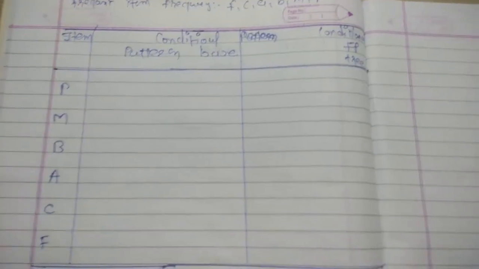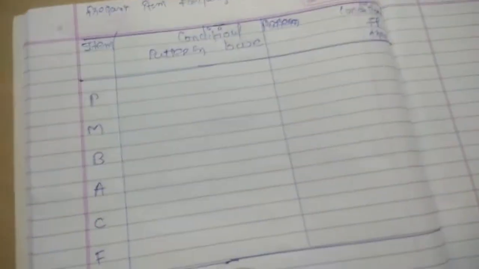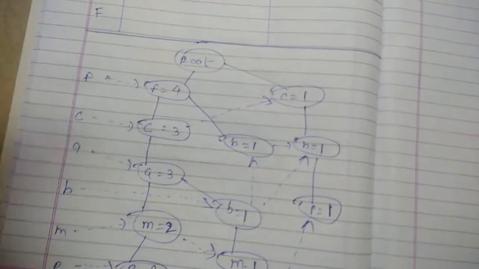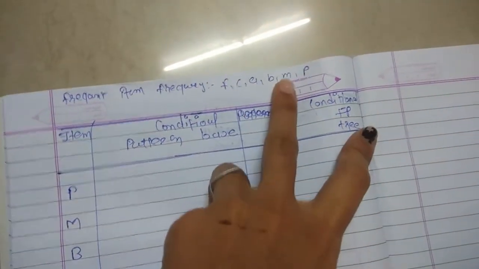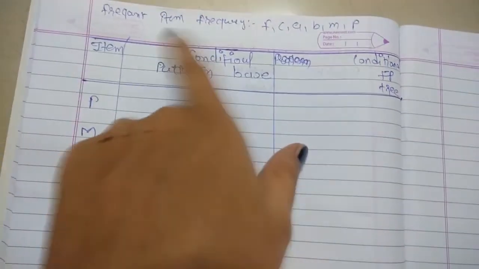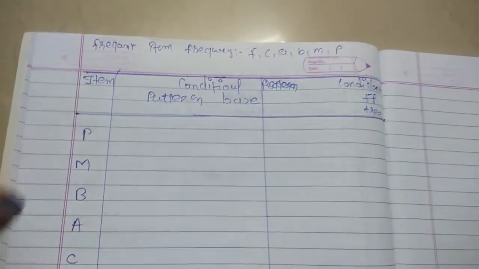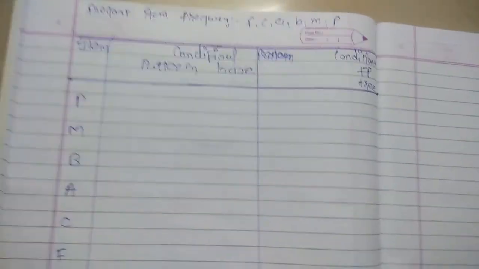Now the next step is to create the conditional FP tree. For that, this is our final FP tree. First, we have to write our frequency pattern here: F, C, A, B, M, P. Now we have to write this frequency pattern in reverse order. So first is P, M, B, A, C, F. So this is the reverse order.